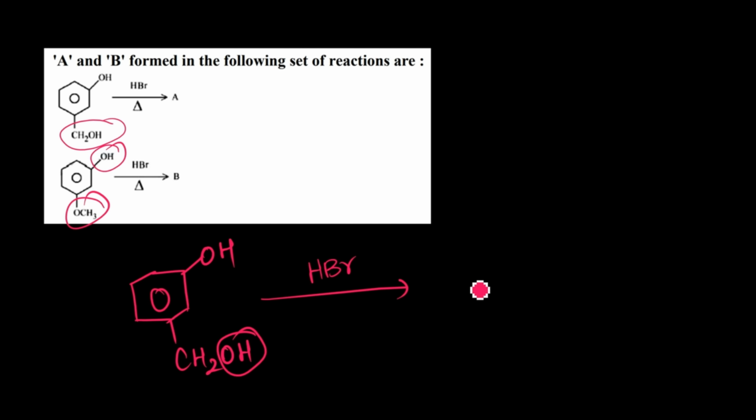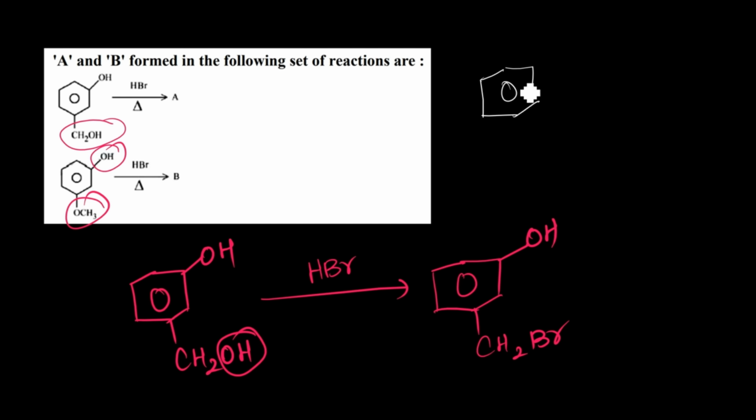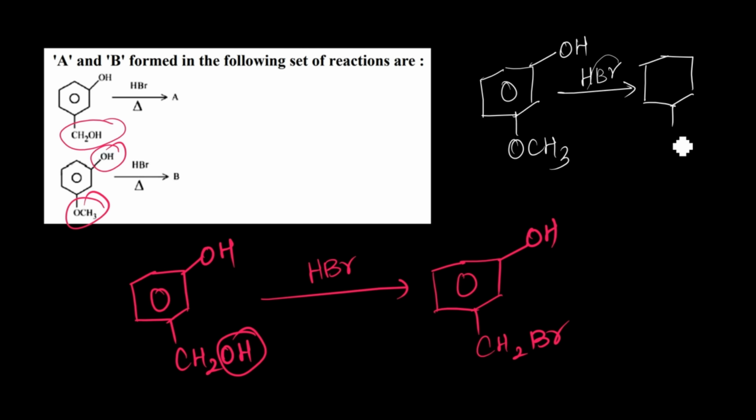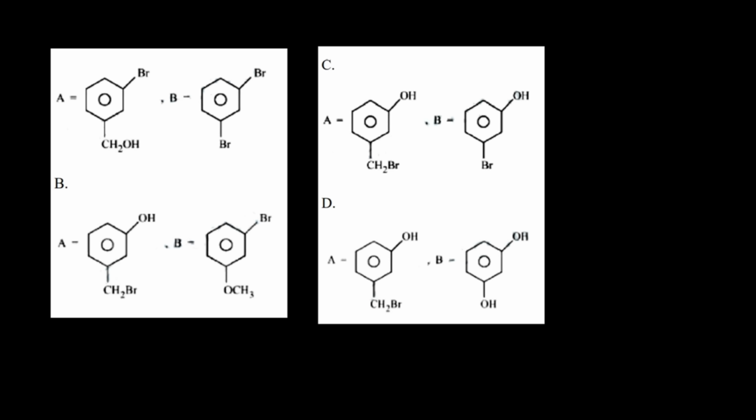This OH will obviously get replaced by Br through SN2, so CH2Br will be formed, right? Next, what about the second one? Here I have OCH3 and OH. So this OCH3 with HBr: first Br will take up the CH3 part, then the positive part over here gets attracted to OH. So the answer to this question is option D.